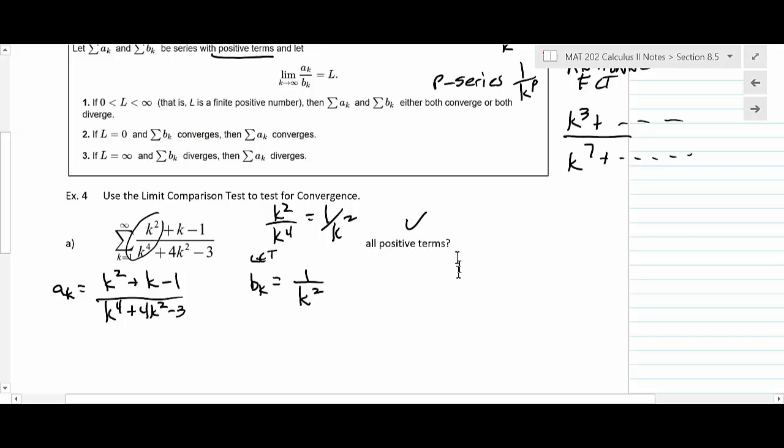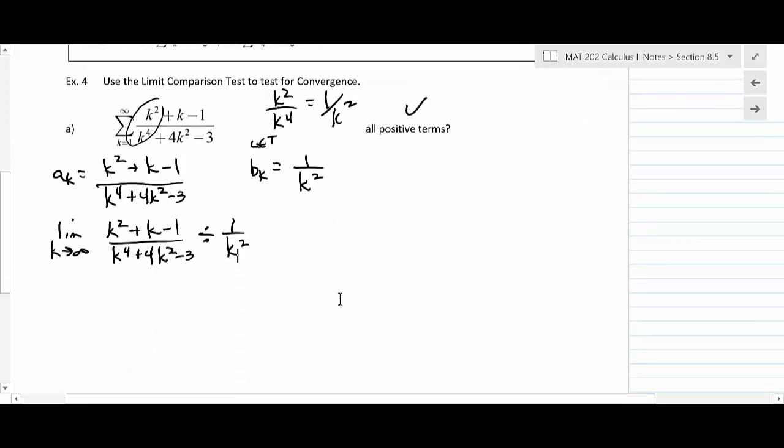This is usually a good situation where you use the limit comparison test. So what we do is we formulate this ratio right here. Let's work out the limit as k goes to infinity, and let's compare a sub k, which is what you're given, so you just write that down. Then you're going to divide it by what you're comparing it to. So we're comparing it to b sub k, so we're dividing it by 1 over k squared.